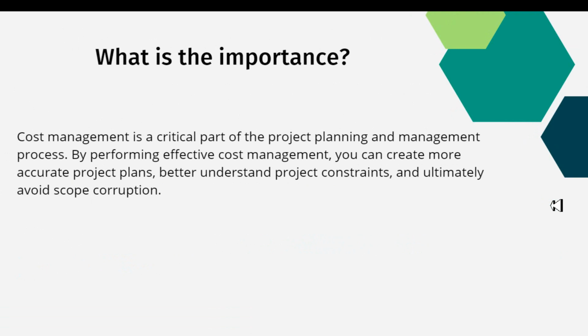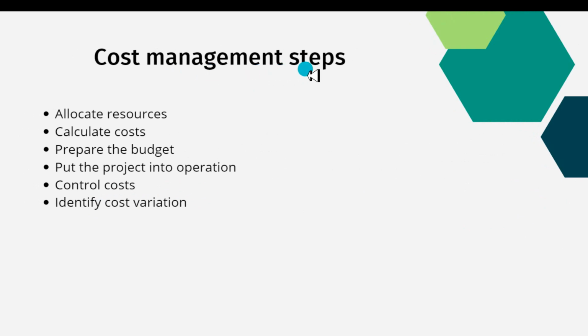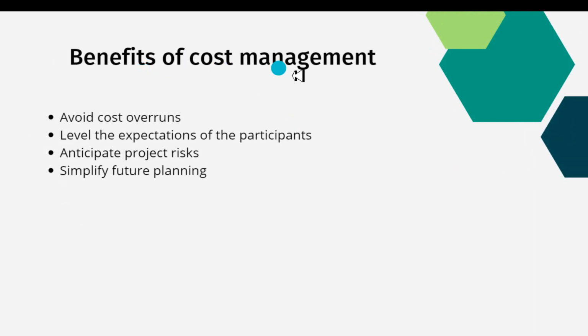What is the importance? Cost management is a critical part of the project planning and management process. By performing effective cost management, you can create more accurate project plans, better understand project constraints, and ultimately avoid scope creep. Cost management steps: allocate resources, calculate costs, prepare the budget, put the project into operation, control costs, identify cost variation. Benefits of cost management: avoid cost overruns, level the expectations of the participants, anticipate project risk, and simplify future planning.